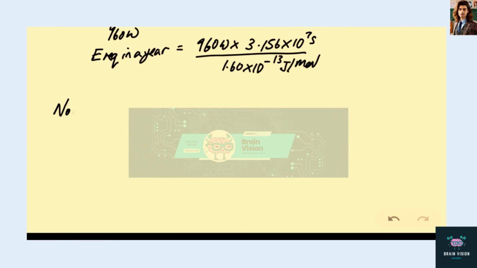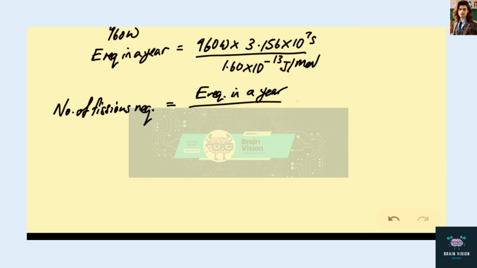So the number of fissions required, we just have to take the energy required in a year, and we divide that by the energy released per fission, which is 200 MeV. Putting it into the calculator, we should be able to get the number of fission reactions, but what we really want to find is the mass of uranium-235 that's required.